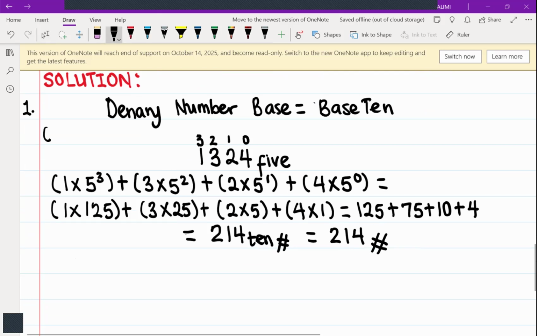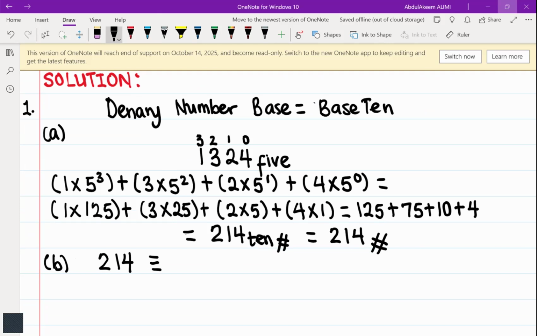That is my A. For my B now, we are told to approximate 214 to the nearest 100. If you look at it, this is units, this is tens, and this is 100. So I have 214. Since I'll use these tens to round this, I'll be adding plus 0 here. So my approximate answer is 200. That's my final answer. We are done with the first question.